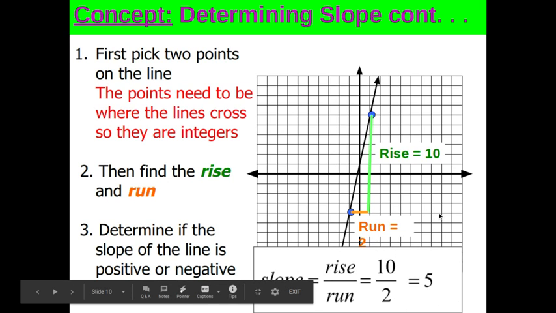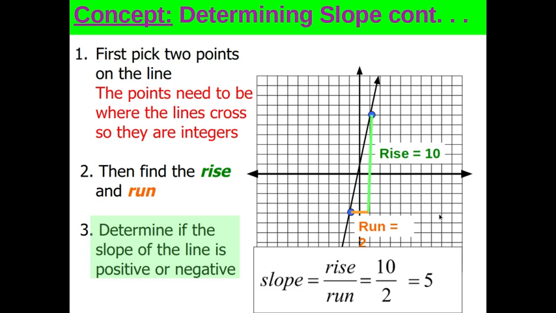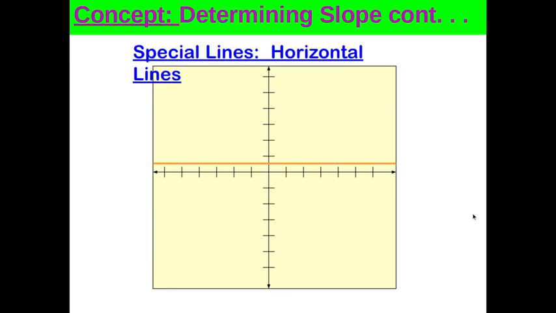Like I said, we've done this before. We know how to find slope using 2 points. This is more of a review for a lot of you, or for those of you that did not do the videos or did not do the work from last week. All right, so special lines, horizontal lines.